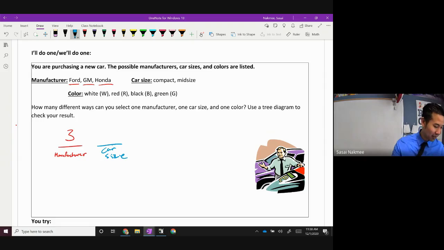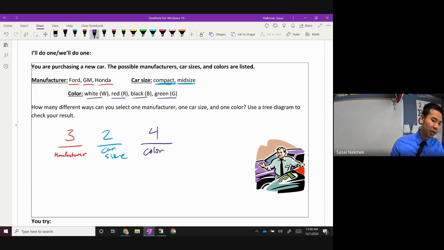Anyways. Next thing up, looking at the car size. How many car sizes are we looking at for this example? We're looking at a compact and we're looking at a mid-size. So that's 2 different car sizes, right? Last thing up is going to be the color. How many options do we have for our color here? White, red, black, or green. 4 possibilities, right?